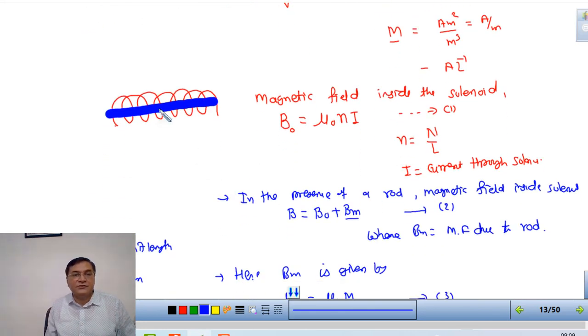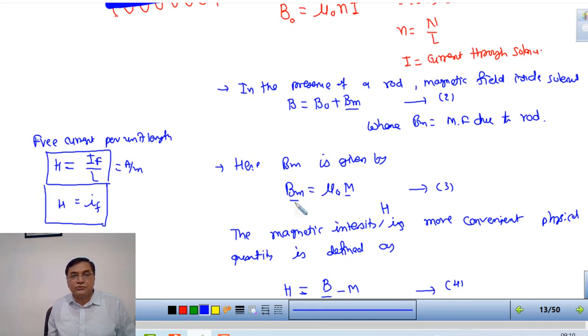And in the presence of this rod, the magnetic field changes to B0 plus Bm. Bm is the magnetic field produced inside the rod. So what is Bm? Bm is equal to mu 0 M.